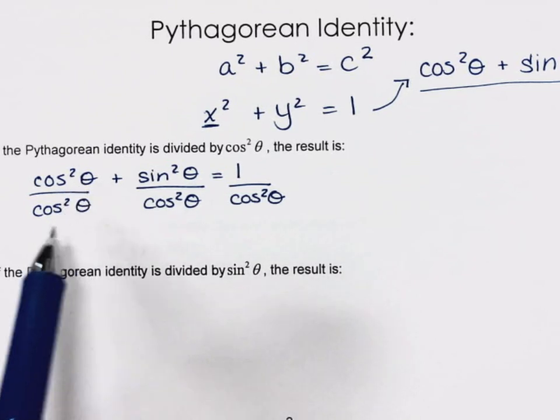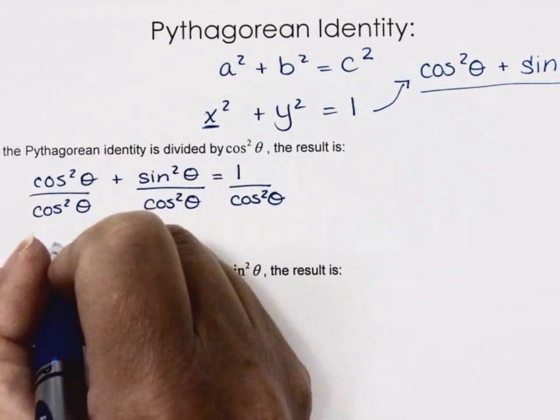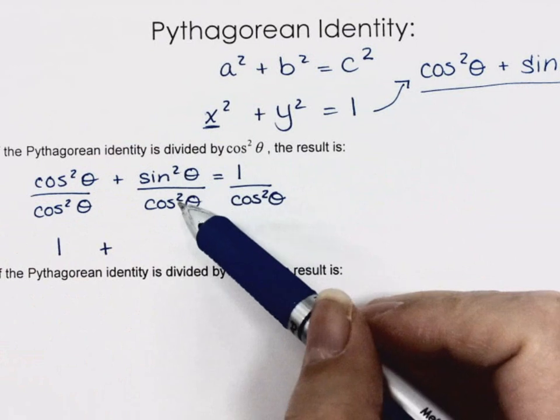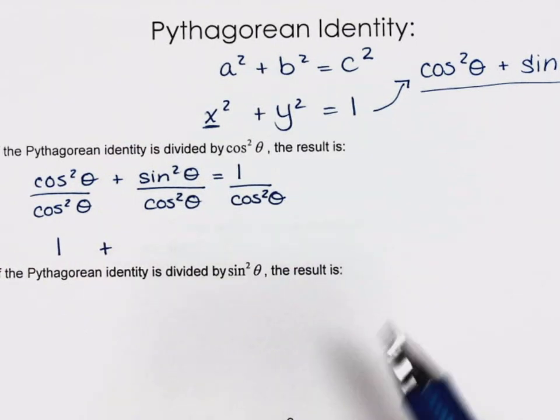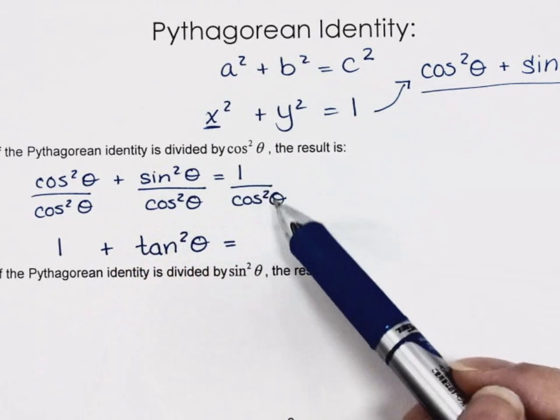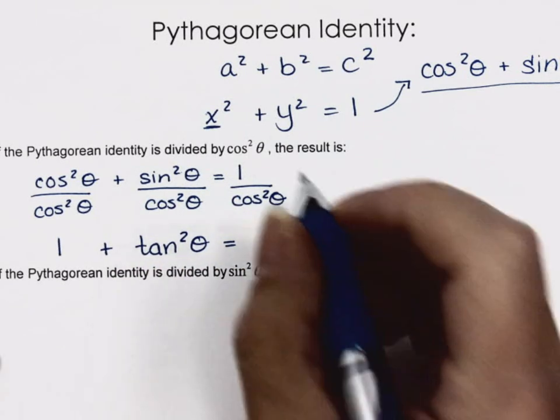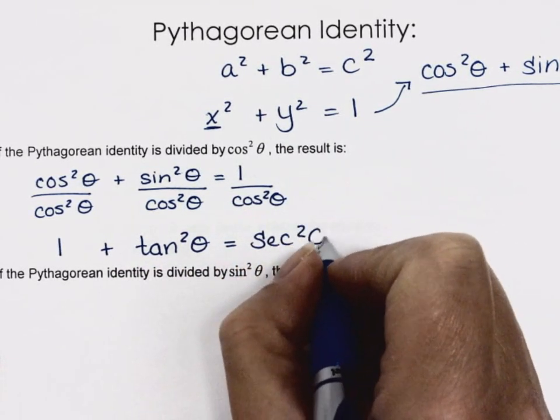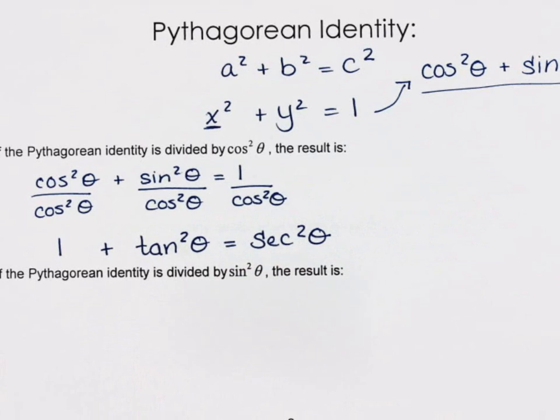So what's cos squared divided by cos squared? Good job, everybody. What's sine squared divided by cos squared? Tan squared. And what's 1 divided by cos squared? Secant squared. That is the second identity on your formula sheet.